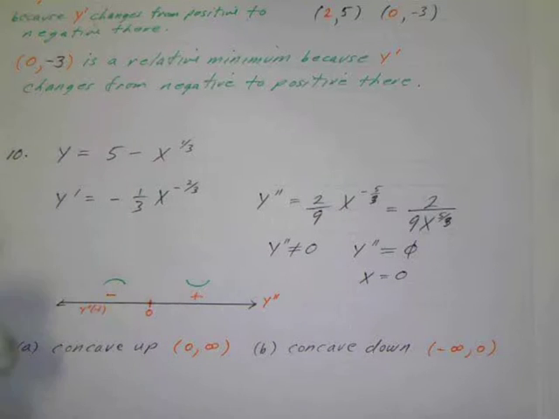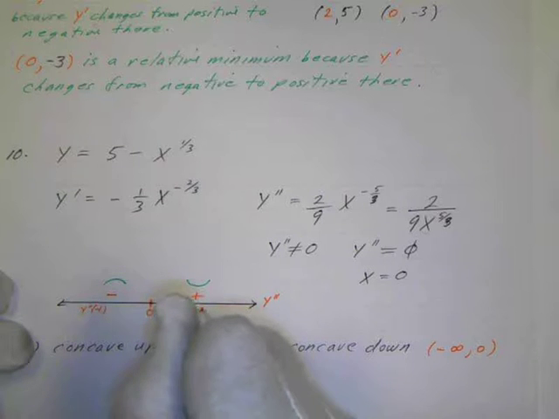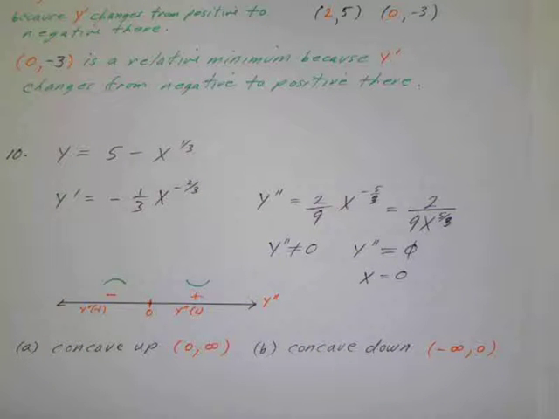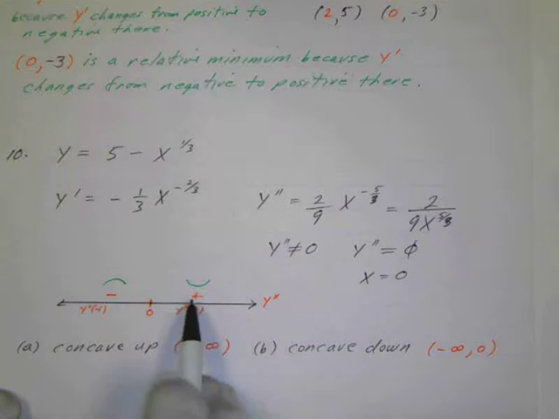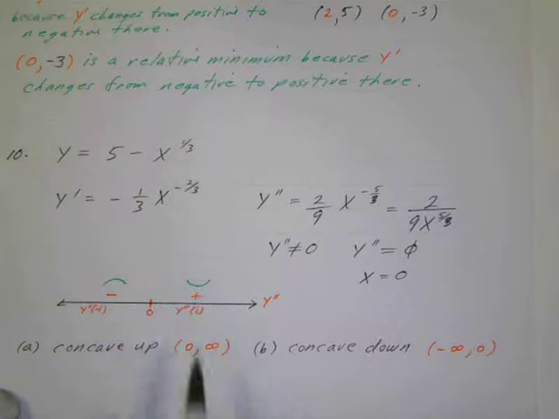I didn't write that down. Double prime, pardon me, of positive 1 is positive. So there you go. And that's all we have. So basically we are concave up when this is positive. I'm sorry, when this is negative. Sorry, when it's positive, it's concave up. Smiley face. So it's concave up from 0 to infinity, and it's concave down from negative infinity to 0.